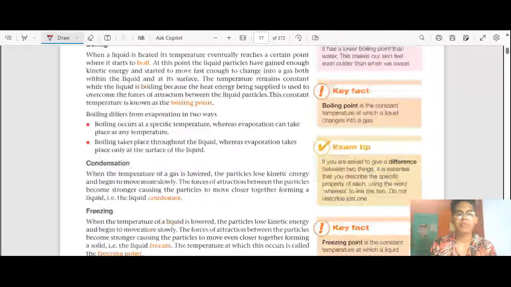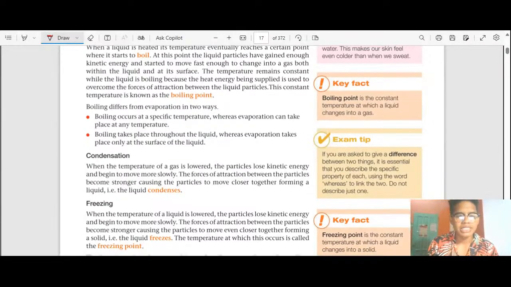Boiling differs from evaporation in two main ways. Number one, boiling occurs at a specific temperature, whereas evaporation can take place at any temperature. Number two, boiling takes place throughout the liquid, whereas evaporation takes place only at the surface of the liquid. And we have condensation.